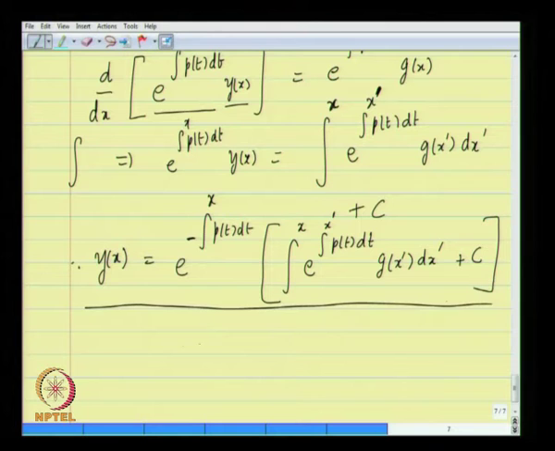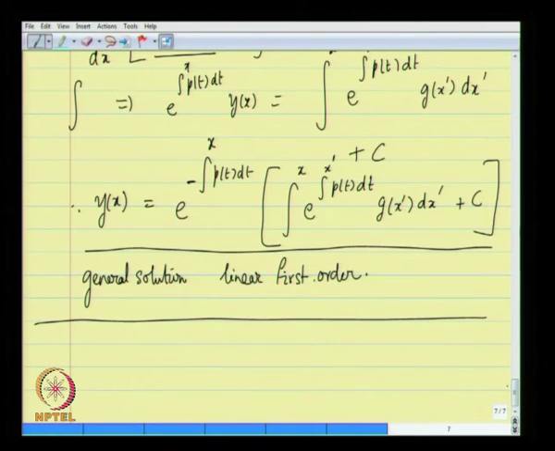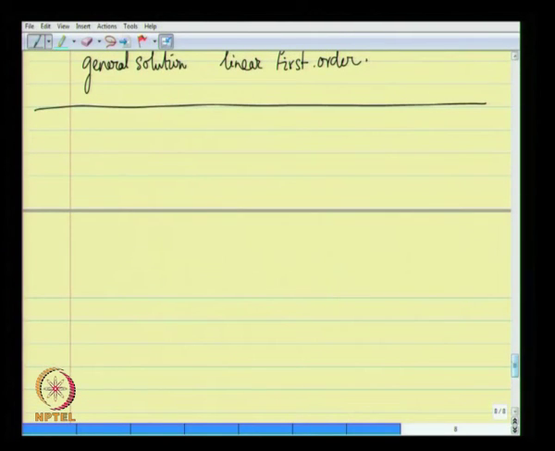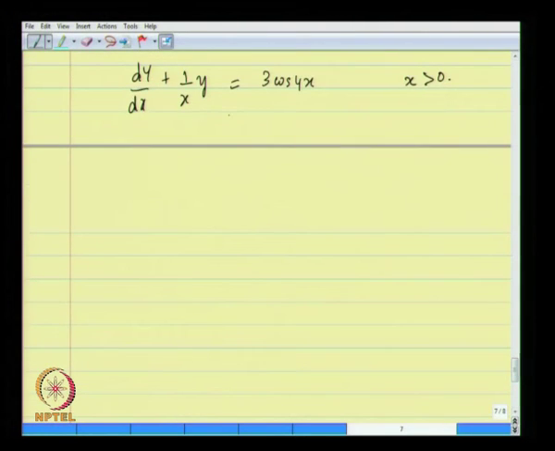This is the general solution to the linear first order equation. Okay. So, this is the solution. It is slightly more complicated, but these are all still simple enough. As examples, I would want you to check one or two simple applications, namely do problems like dy by dx plus 1 by x times y is equal to 3 cos 4x, with the condition that x has all values greater than 0, that is, it is defined only for those.